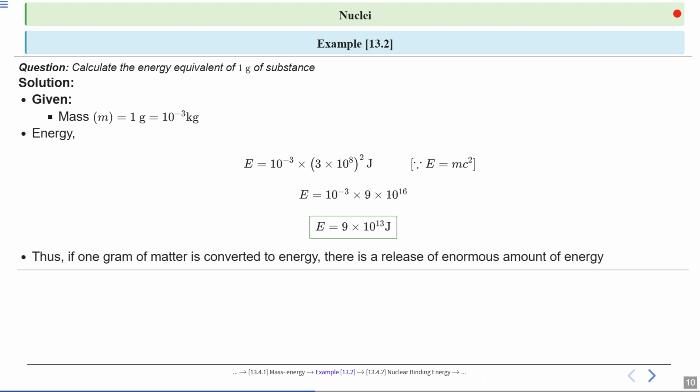To sum up, converting just 1 gram of matter entirely into energy would release a huge amount of energy, that is 9 into 10 to the power 13 joules. This demonstrates why nuclear reactions, which convert even a small amount of mass into energy, can be so powerful.